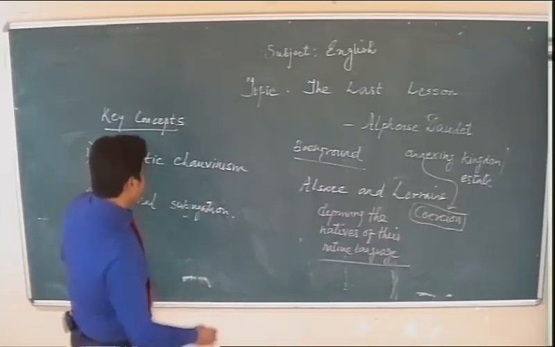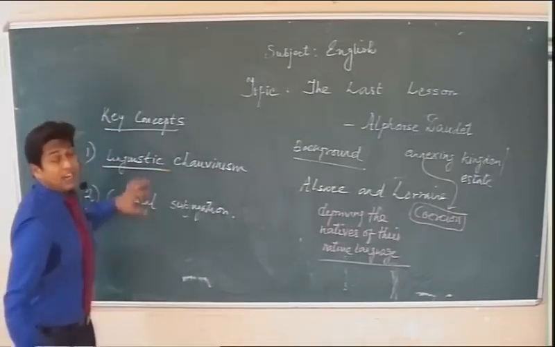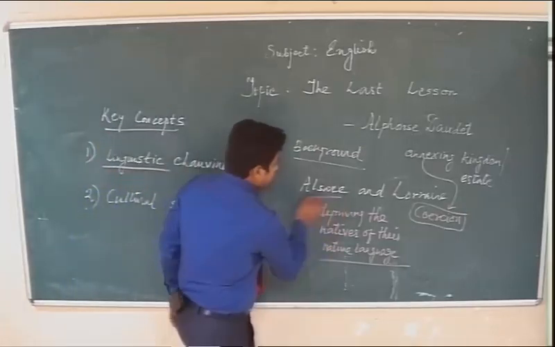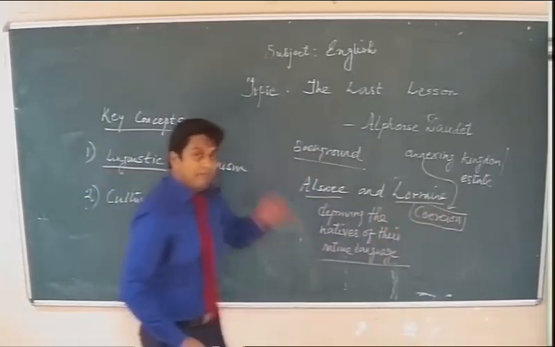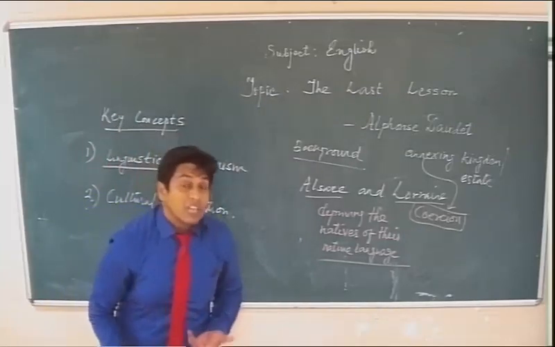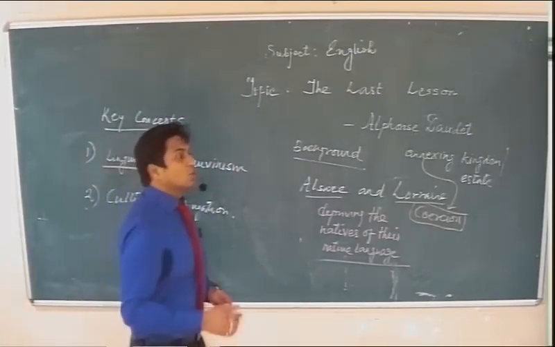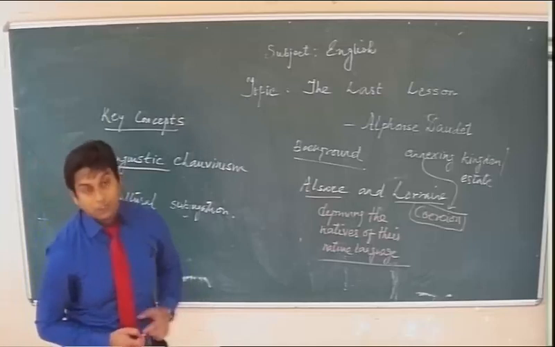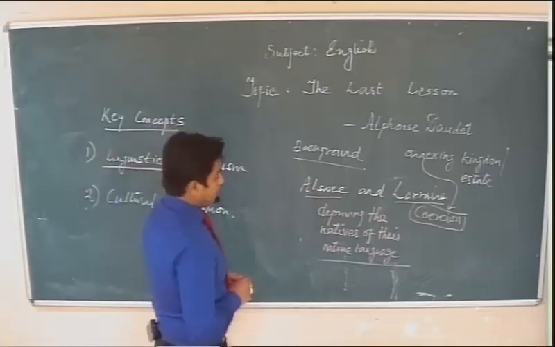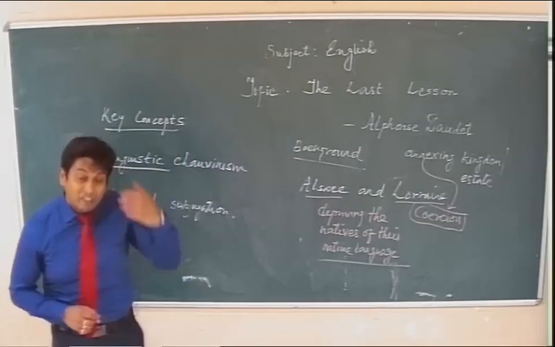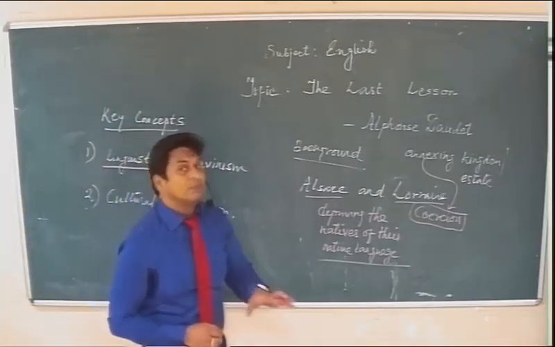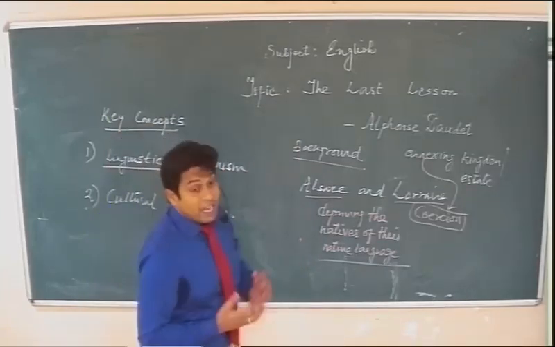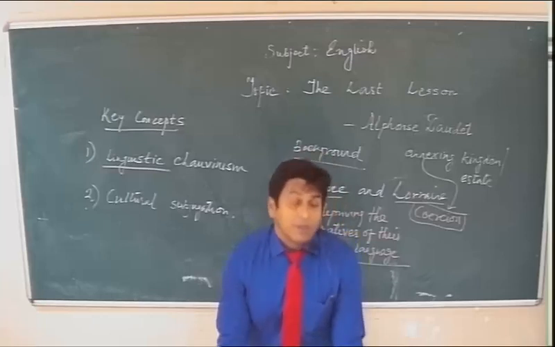So in that case, there is an instance of linguistic chauvinism. The Germans, who conquered the parts of France, imposed a ban on the use of the French language. The first thing that they did was issue an order which would prohibit the teaching of the French language in the schools of France. In a way, it's detrimental to the psyche of the French people. You are not allowed to express yourself in the most natural form of expression.